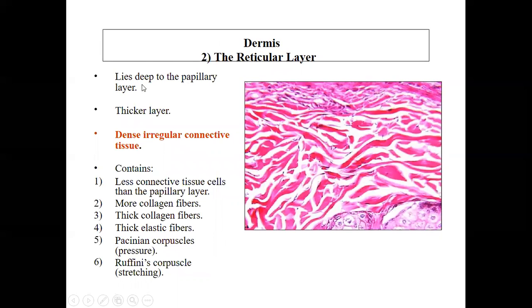For the reticular layer, it lies deep to the papillary layer. It is a thicker layer compared to the papillary layer. It is composed of dense irregular connective tissue. You can see here, this is the dense irregular connective tissue. Irregular, right? Very dense. Usually the reticular layer contains less connective tissue cells and more collagen fiber compared to the papillary layer. Thick collagen fiber, thick elastic fiber, and it has two types of corpuscle, the Pacinian corpuscle and the Ruffini corpuscle. The Pacinian corpuscle detects pressure, and the Ruffini corpuscle detects stretching.